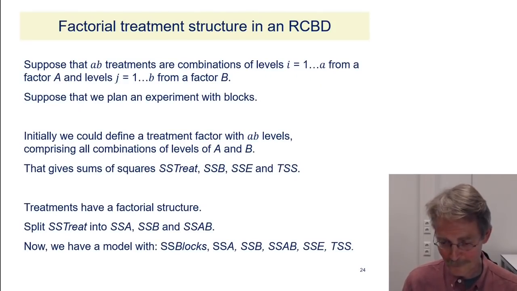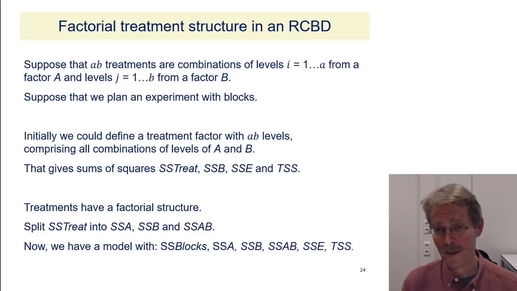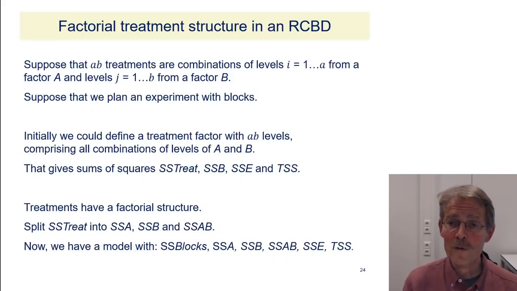Okay, now, so far so good. We had a sum of squares for blocks, a sum of squares for the treatments, sum of squares for error, and a total sum of squares. We're going to make life a little bit more complicated again. Like for two-way ANOVA, we're going to look at a factorial experiment again. So suppose that our treatments actually have a structure. They are combinations of little a levels of a factor A and little b levels of a factor B.